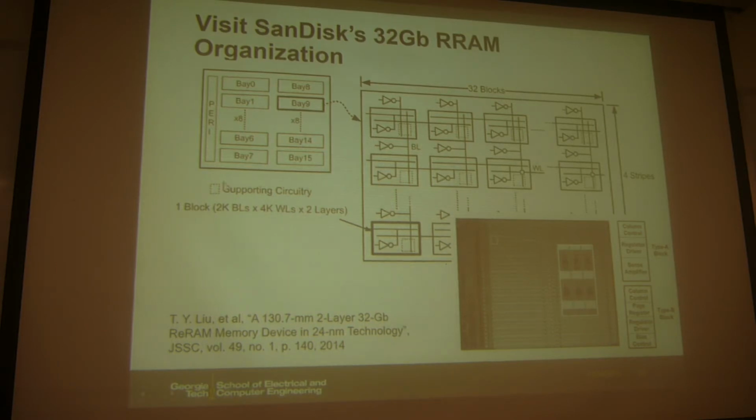So this is the organization. Total capacity is 32 gigabits, and they have 16 what they call bays. Essentially, it's the highest level block or bank. It has 16 bays or banks, and within each bank, it has 32 times 4, so 128 blocks. You can think of a block as one subarray, and within one block, it's a large crossbar array. It's like 2 kilo bit lines times 4 kilo word lines, and you have 2 layers. That is the number of cells in one block.